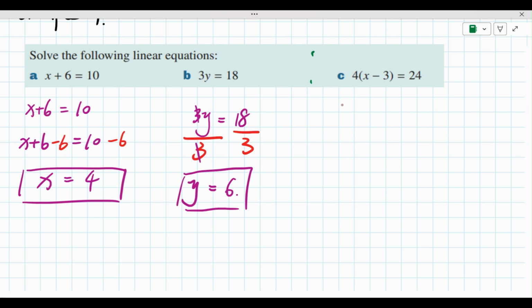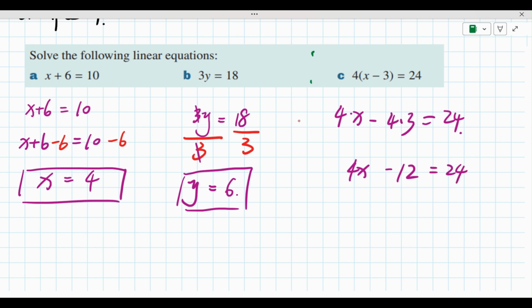Another one, we have the bracket. Lots of people say, oh, bracket, you have to do the bracket first and then do addition and multiplication. But in here, we expand the bracket. First, 4 times x minus 3, which is 4 times x minus 4 times 3. So we multiply the 4 into each term in the bracket. That equals 24. So we can say 4x minus 12 equals 24.